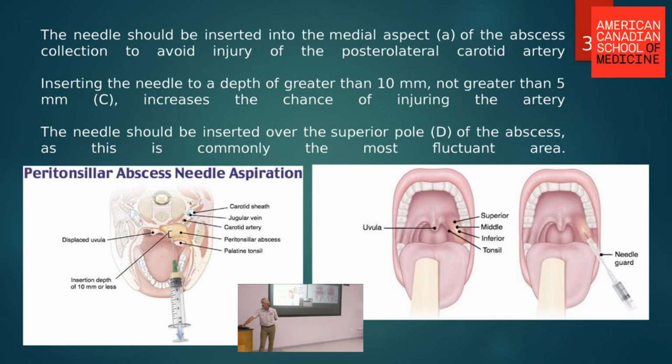So what we can do is we locate the abscess. You can anesthetize the area, or you can give the patient some opiate analgesics to make them a little bit more comfortable. You never insert the needle more than 1 centimeter. You can put what's called a needle guard on there so that prevents you from going too deep. You can see that in the schematic on the right. Aim for the superior pole of the abscess, because this is the most common area where you're going to get adequate drainage.